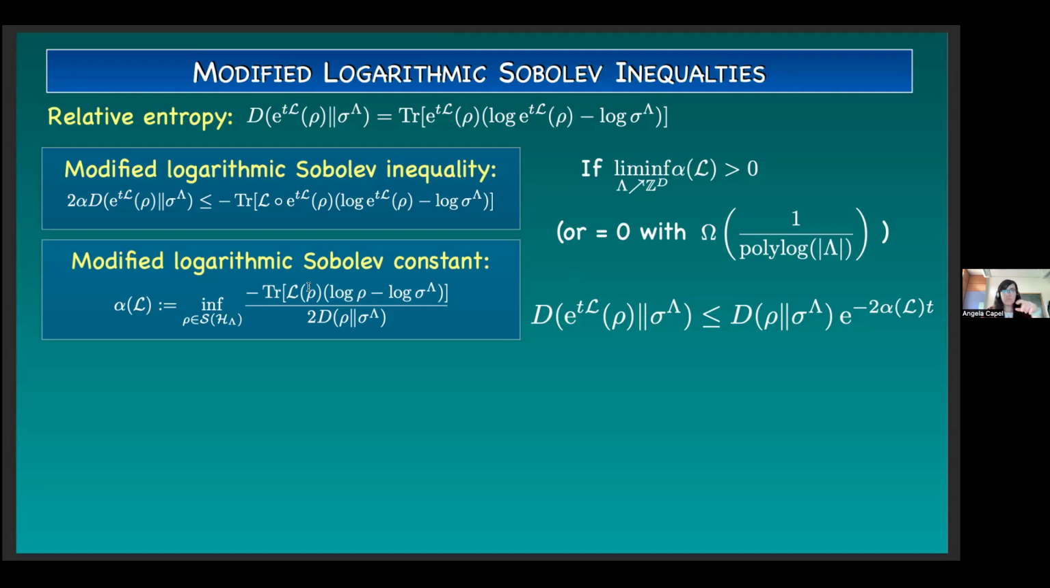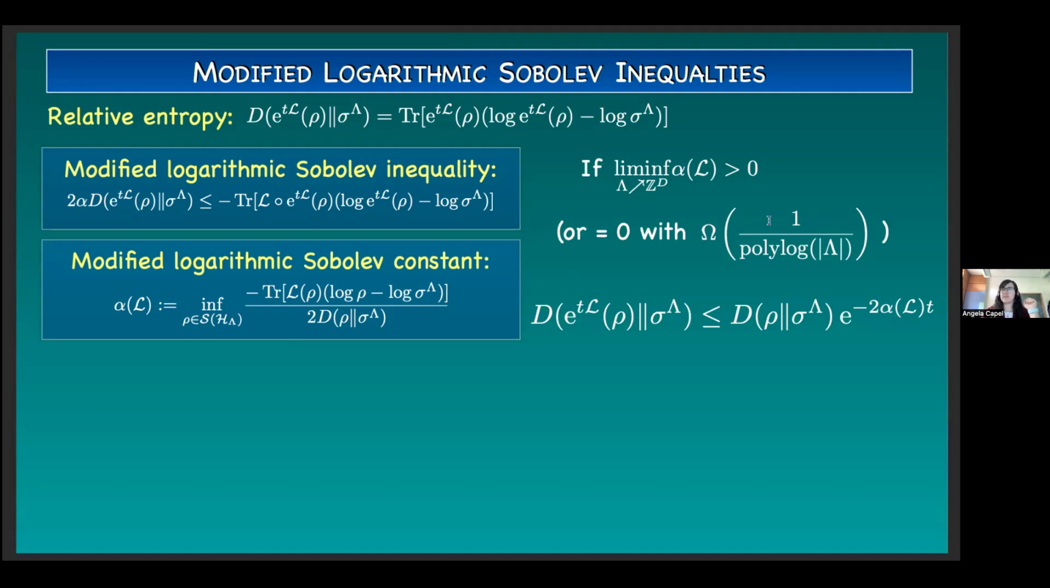And now we want to study this family of modified logarithmic Sobolev constants, and we want to see how they behave in the limit. We need that the limit is positive, or the limit is zero but going to zero very, very slowly, which means that if our log Sobolev constant scales inversely with something that is polylogarithmic in the system size, this is still good enough for us.